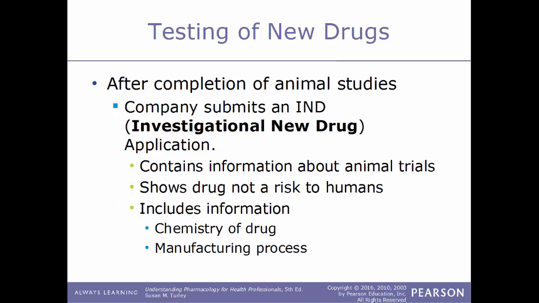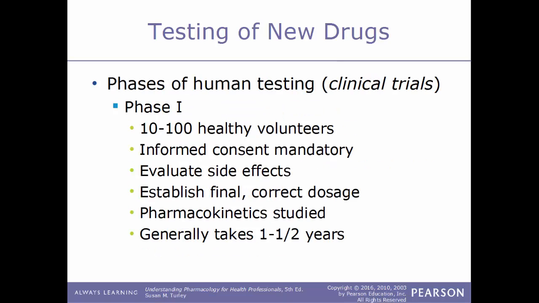All right, after we have the completion of the animal studies, the drug company will then submit an IND, an investigational new drug application. Now this application will have information about the completed animal trials. It will supply information that the drug does not have a risk to humans, and it will include information about the drug such as the manufacturing processes and the chemistry of the drug. Now when it comes to testing drugs on humans, there are multiple phases. These are called clinical trials.